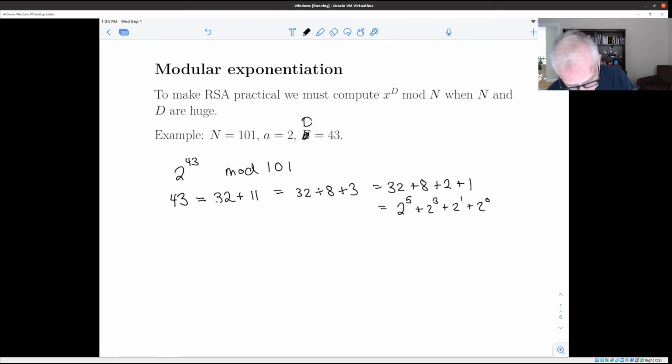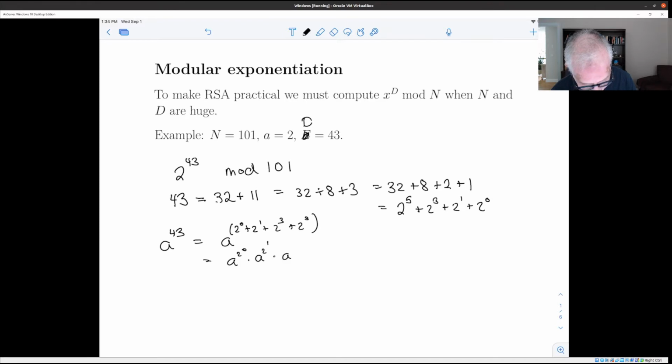Well, think about what happens if we want to raise, let's not use 2 for the moment, let's just look at a to the 43. So a to the 43 is a to the 2 to the 0 plus 2 to the 1 plus 2 to the 3 plus 2 to the 5th. And that's equal to a to the 2 to the 0 times a to the 2 to the 1 times a to the 2 to the 3 times a to the 2 to the 5th.